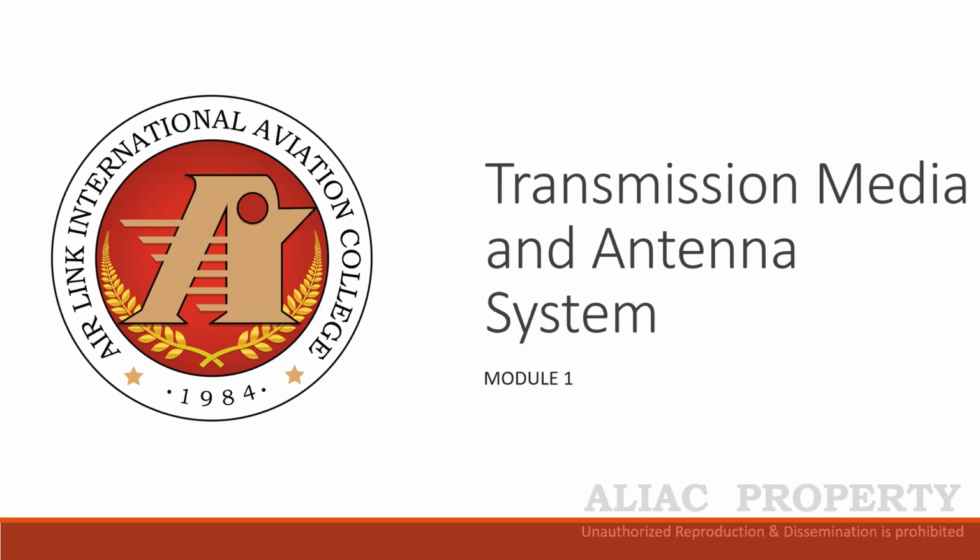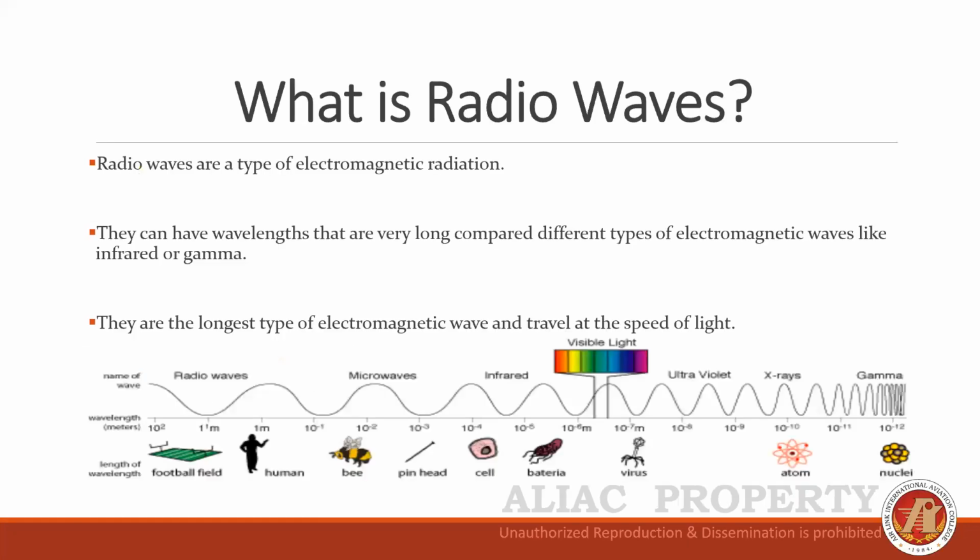Hi class. So our subject is transmission media and antenna system. This is our module 1 and we will talk about radio waves. So let's go for the basics of radio waves. Radio waves are used for wireless transmissions of sound messages or information for communication, as well as for maritime and aircraft navigations.